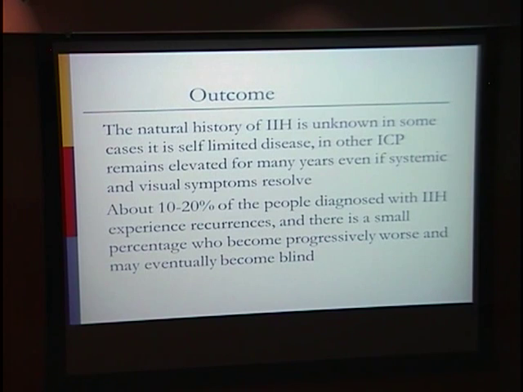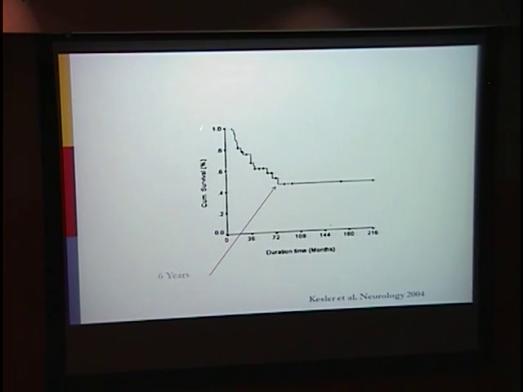Regarding the outcome, the natural history of IIH is unknown. Most of the people, we know, have a self-limited disease, but in a few people the pressure remains very high for years. Visual symptoms can resolve, but some patients have a lot of recurrence. But in most cases, it is a self-limited disease after around 6 years. We checked it, and we found that the most common recurrences are in the first 6 years. After 6 years, it's very unusual, but it can happen. And all the time, after this period, we offer the patient just to be followed.